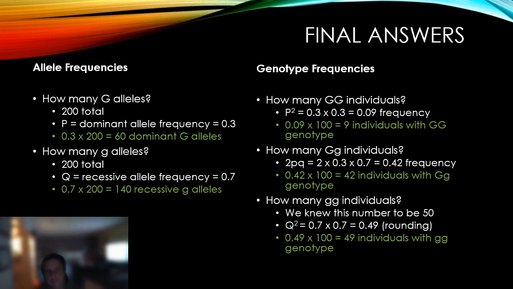So here are our answers. On the left, you can see our gene pool lens, and we're looking at allele frequencies. How many G alleles do we have? Big G, the dominant alleles, in a gene pool of 200 total alleles. Our dominant allele frequency came out to 0.3, and so we multiply that by 200 and come out with 60 dominant G alleles. How many recessive little g alleles? Well, we have 200 total in our gene pool, and our recessive allele frequency is 0.7, so we multiply that by 200 and we get 140 recessive little g alleles in our gene pool. And you can see 140 and 60 add up to 200. That accounts for the total gene pool.